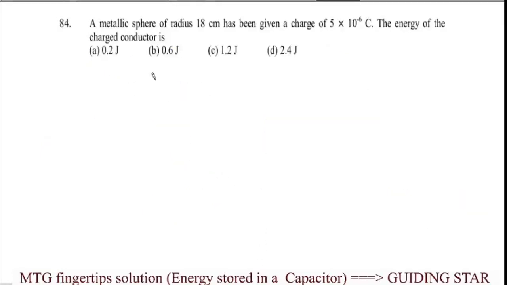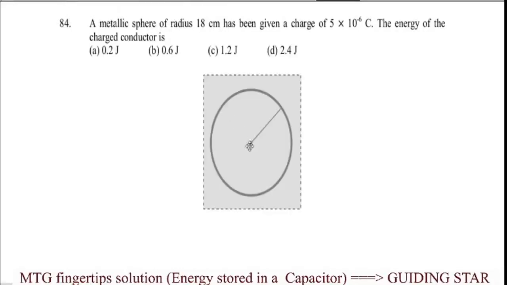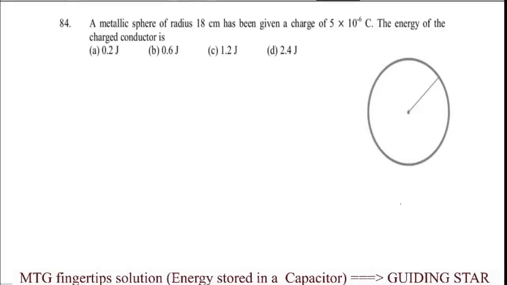In this question, a metallic sphere of radius 18 cm has been given a charge of 5 into 10 to the minus 6 coulomb. The energy of the charged conductor is. So here in this particular case, assume this is a metallic sphere whose radius is given 18 centimeter. Clear? And it is given some charge. How much charge? It will be 5 into 10 to the power minus 6 coulomb. So 5 microcoulomb charge. So it is a positive charge.